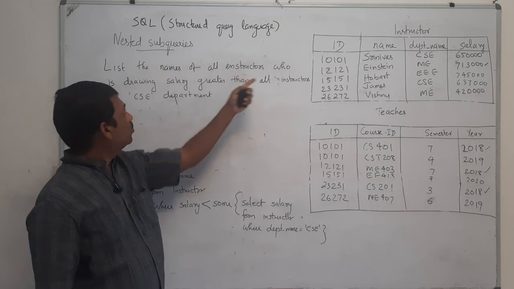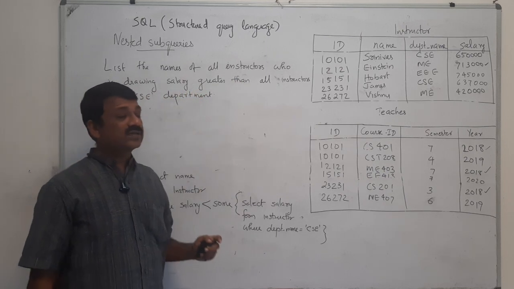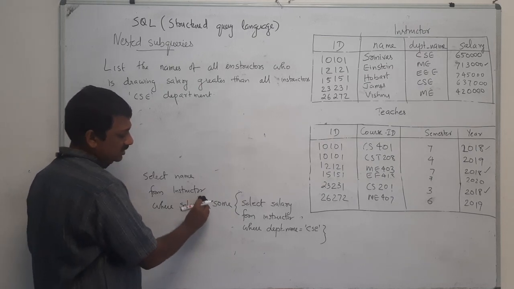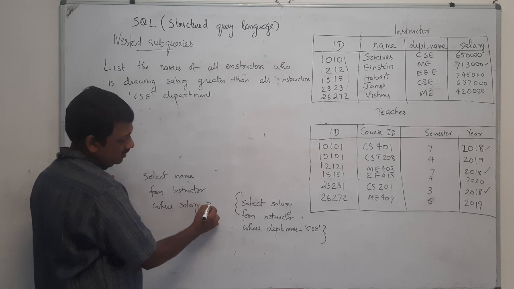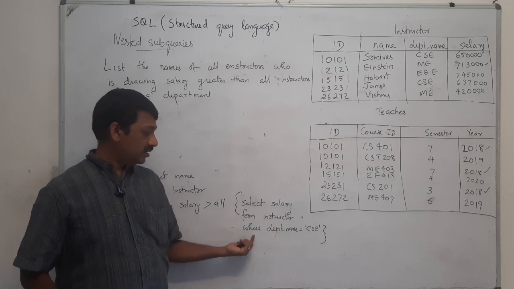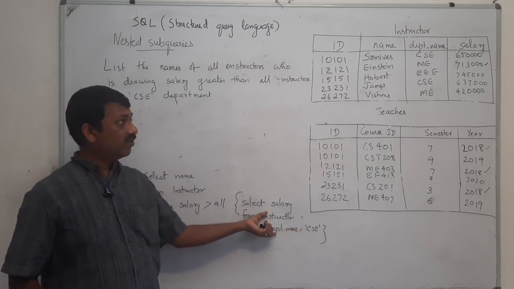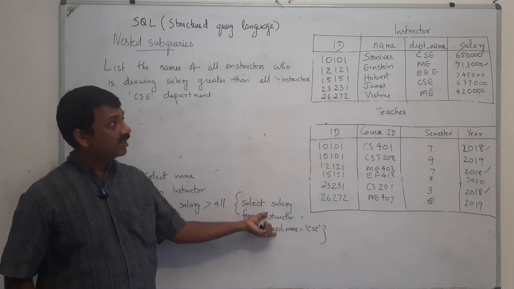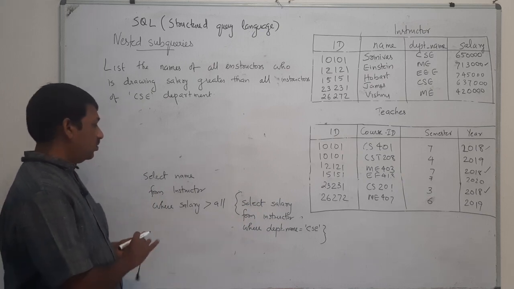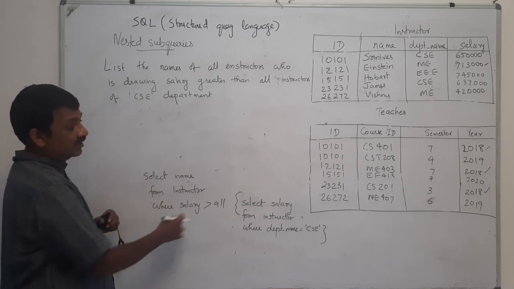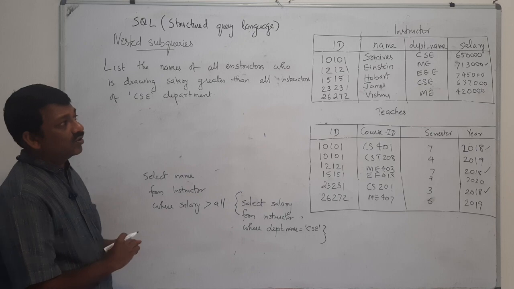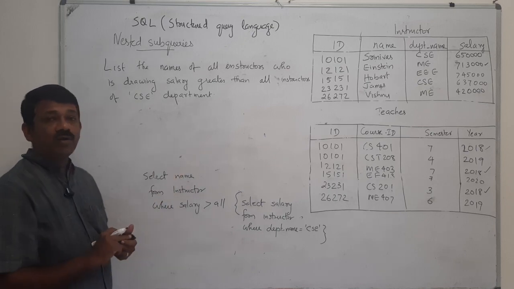Names of all instructors who are drawing salary greater than all instructors of the CSE department. In that case you simply do this: salary greater than all, select salary from instructor where department name equals CSE. This will return the salary of employees in the CSE department, 650,000 and 637,000. Now select name from instructor where salary is greater than both of those, greater than 650,000 and 637,000. So Einstein and Hobart is the result.